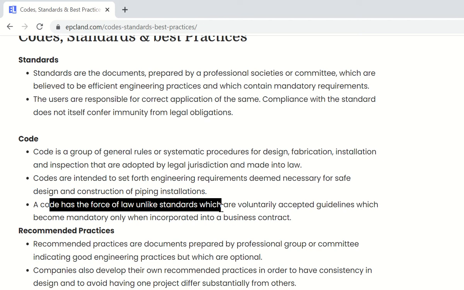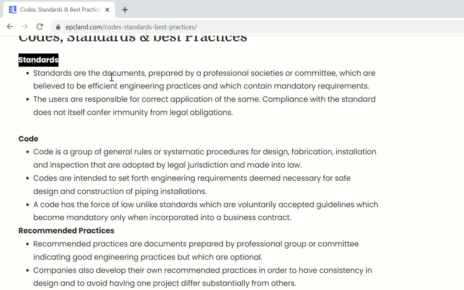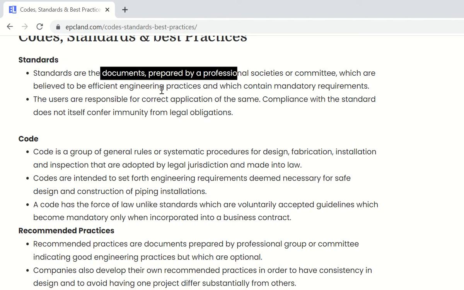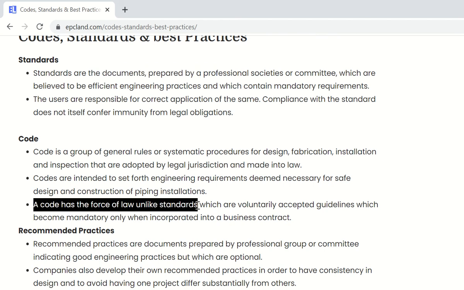Unlike standards. Now let us compare it with standards. There are also rules which have been prepared by professionals who have been working in the same field for many years. But how is this different from code? Here the law is there, but in the case of standards, law is not there. We don't have the force of law in the case of standards, which are voluntarily accepted guidelines.